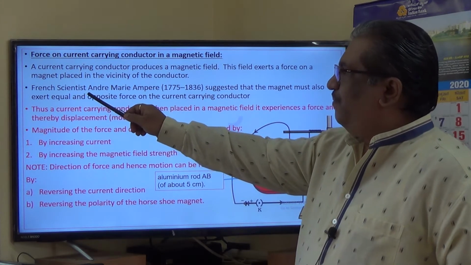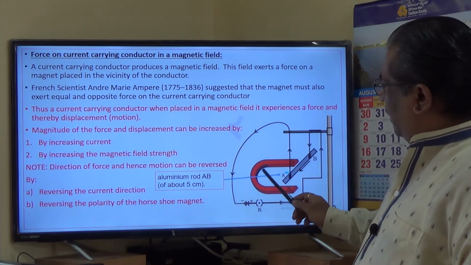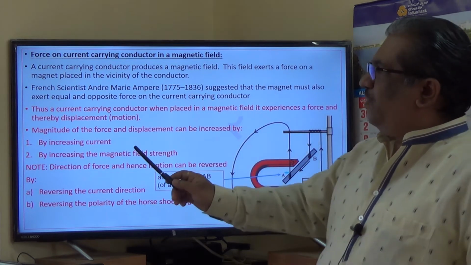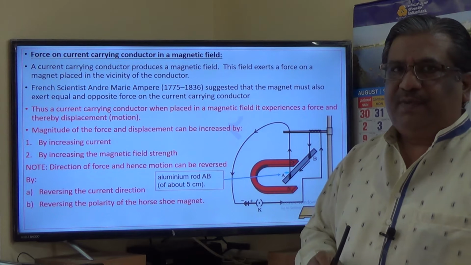French scientist Henri Ampere said that the outside magnet must also exert an equal and opposite force on the current carrying conductor. Do you understand here?